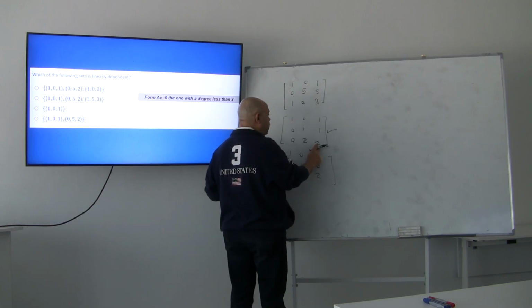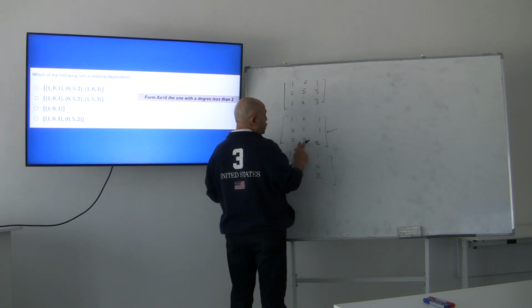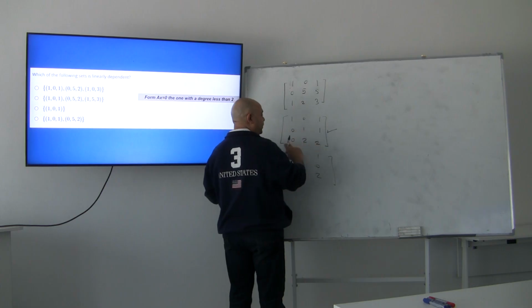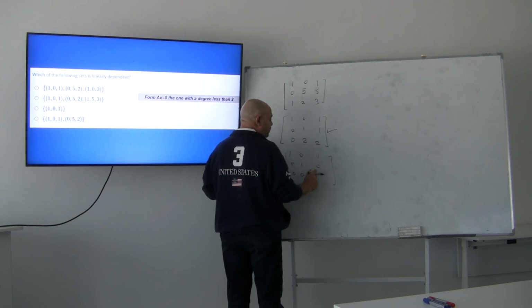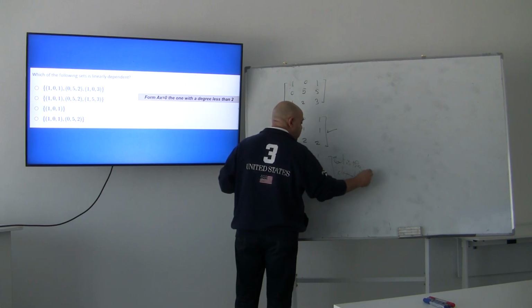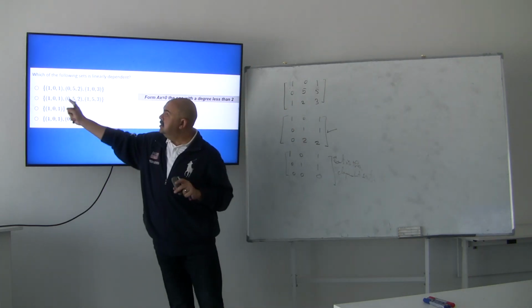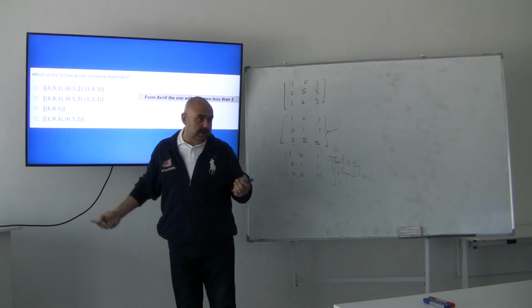Okay, then as you can see, the second row is an image of the third row. So if you try to isolate, multiplying by negative 2 and adding, all these numbers will be zeros. Okay. So this set is the dependent set of vectors.